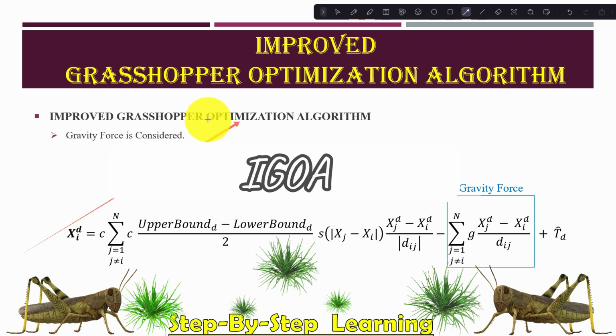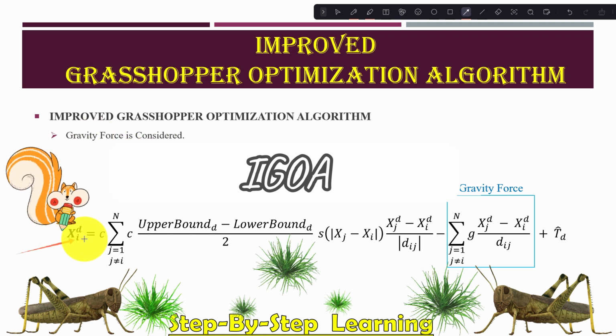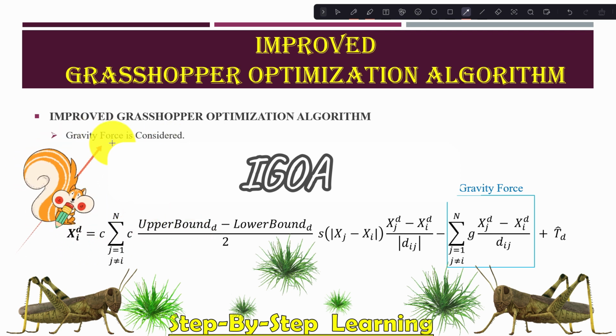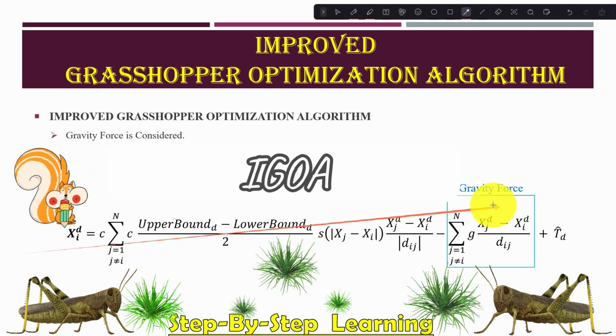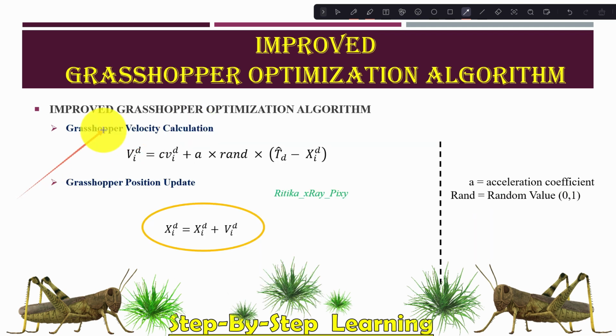In the improved grasshopper optimization algorithm, gravity force is considered. In the basic GOA, gravity force is not considered, but in improved GOA, gravity force is considered, and you can see here in this equation gravity force is added, and the velocity for each grasshopper is also calculated in improved GOA, and then the final position is updated for grasshoppers in improved GOA using this equation.